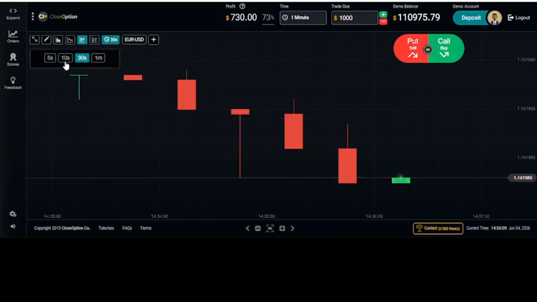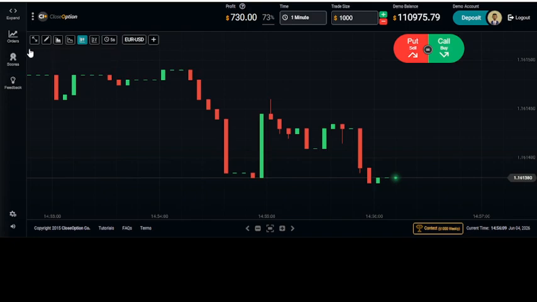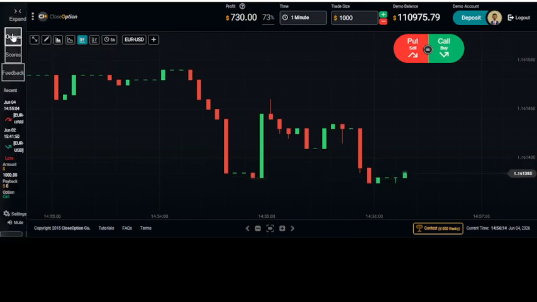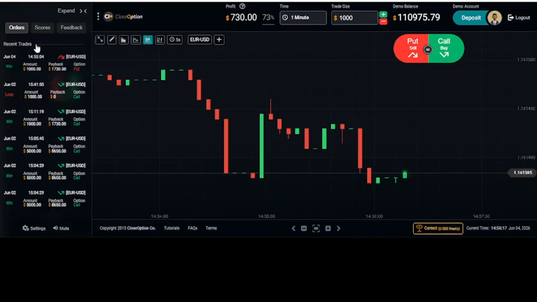Okay, so I think, let's see here. We check here, we can expand our orders here. And that trade was in the money here. So I generated a return of $730.